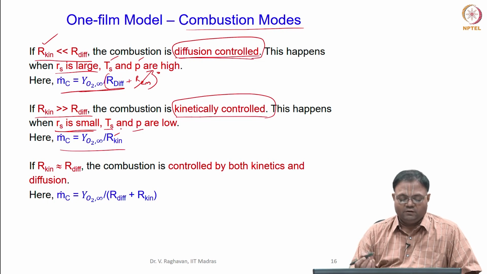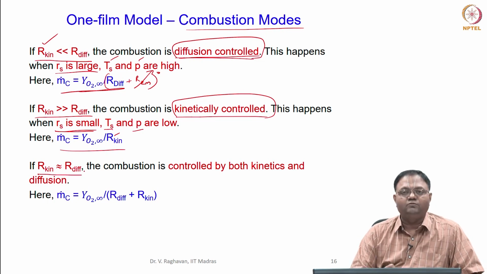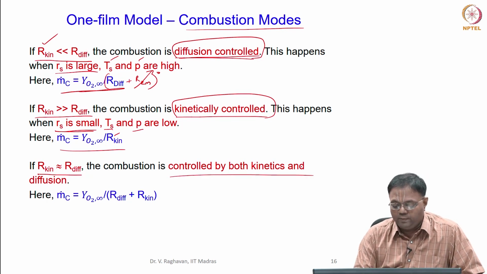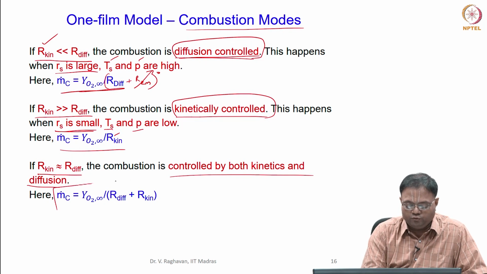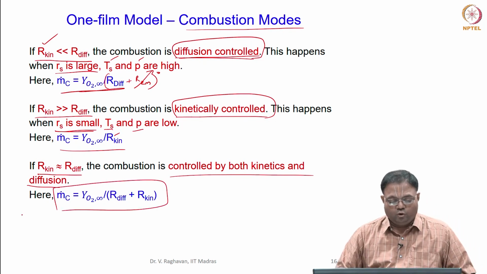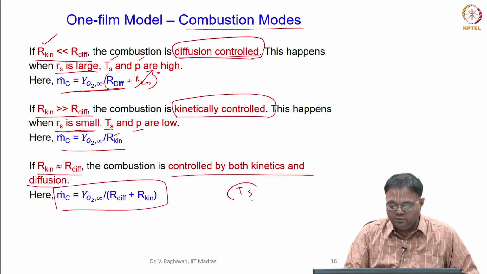But in other cases where the resistances are not much different, or the ratio is 1, then it is controlled by both kinetics and diffusion. You have to use the entire equation like this. So these are the modes. As I told you, Ts is unknown here.